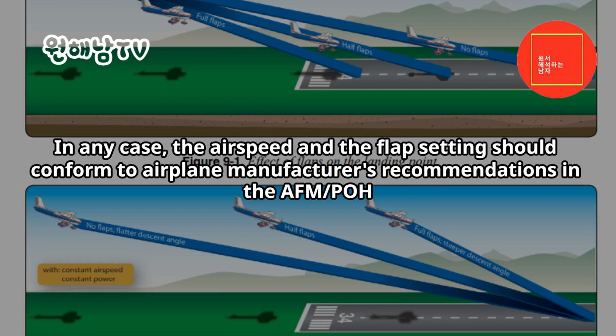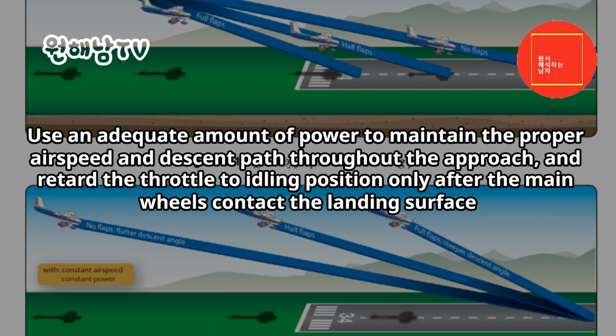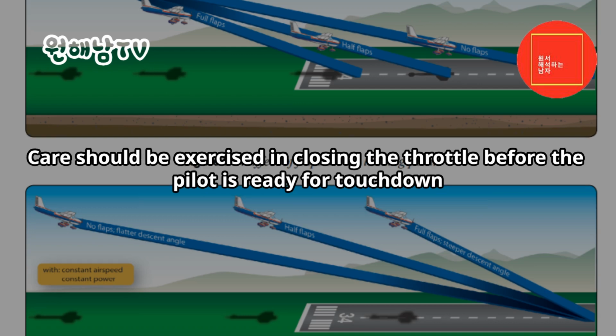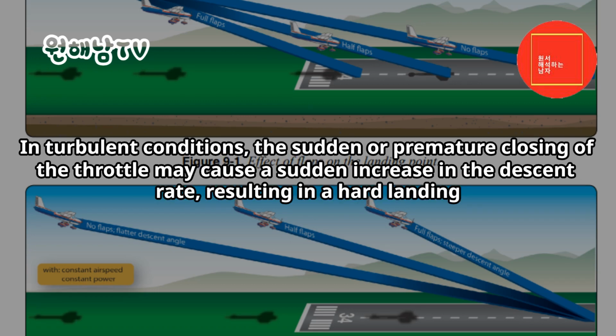Use an adequate amount of power to maintain the proper airspeed and descent path throughout the approach, and retard the throttle to idling position only after the main wheels contact the landing surface. Care should be exercised in closing the throttle before the pilot is ready for touchdown. In turbulent conditions, the sudden or premature closing of the throttle may cause a sudden increase in the descent rate, resulting in a hard landing.